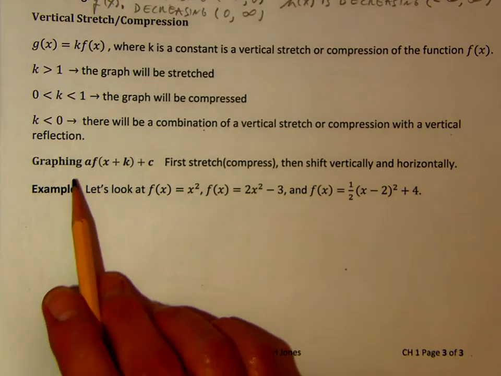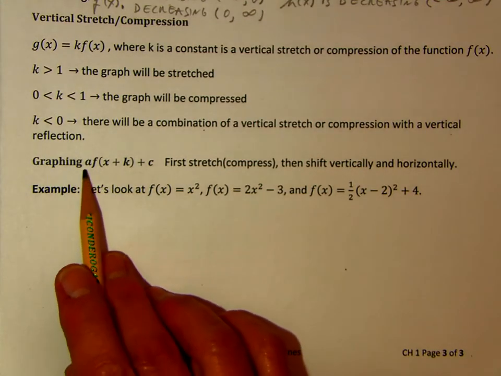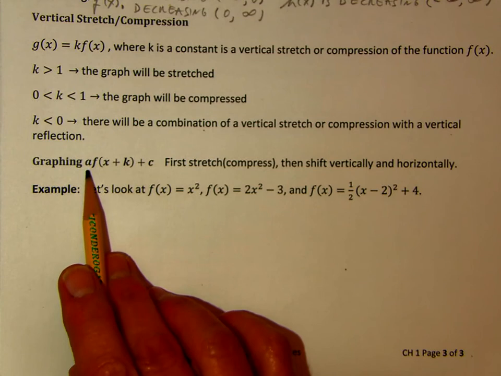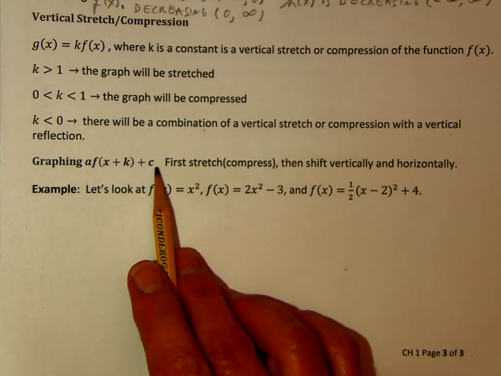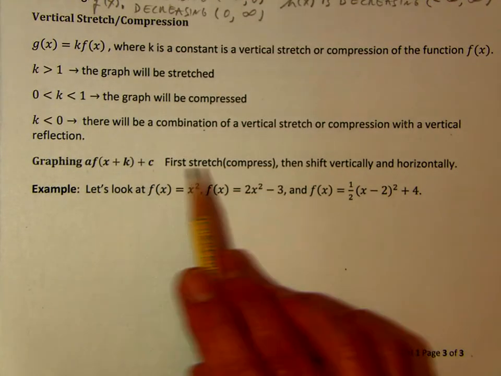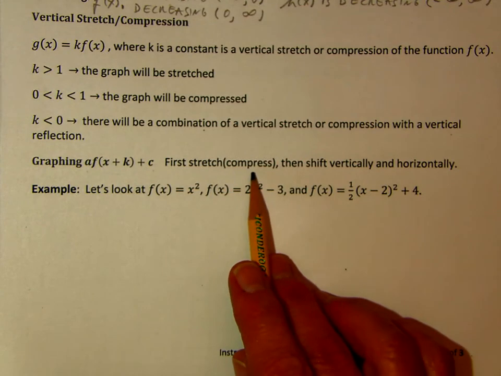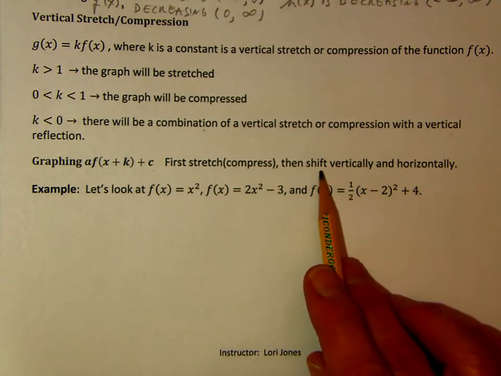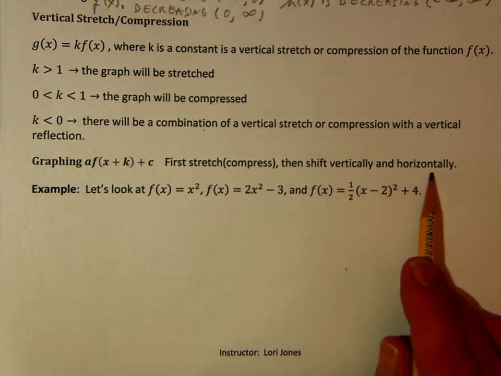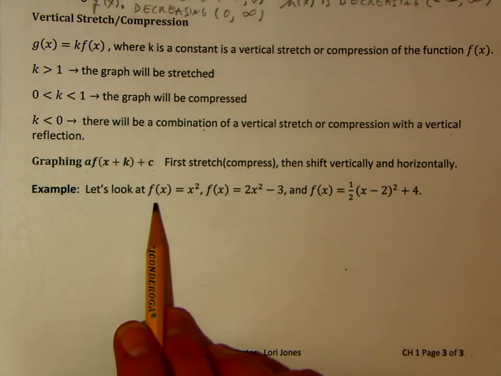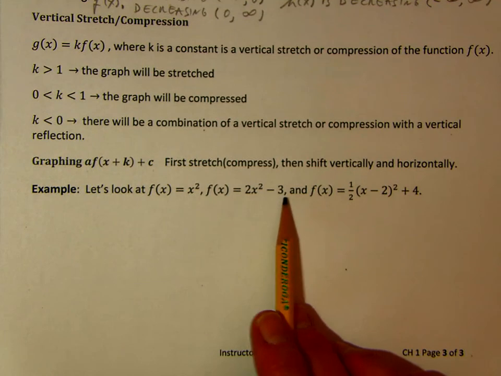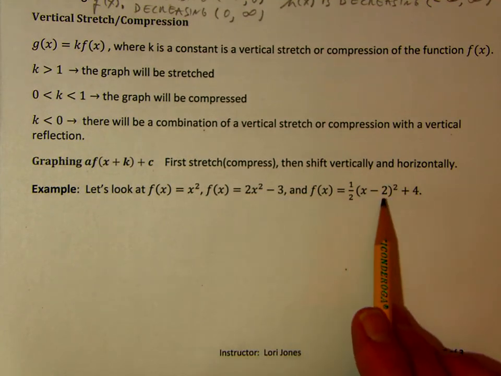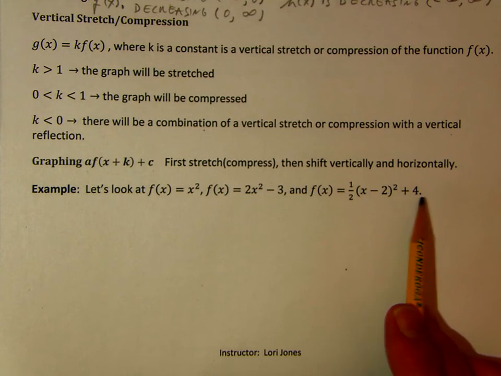When we're graphing a combination of factors here, so I've got A is our compression or stretch factor, K is our horizontal shift, C is our vertical shift. If you're graphing something like this, you want to first consider your stretch or compression and then take into account your shift vertically and horizontally. Let's look at f of x equals x squared, f of x equals 2x squared minus 3, and f of x equals 1/2 x minus 2 quantity squared plus 4.